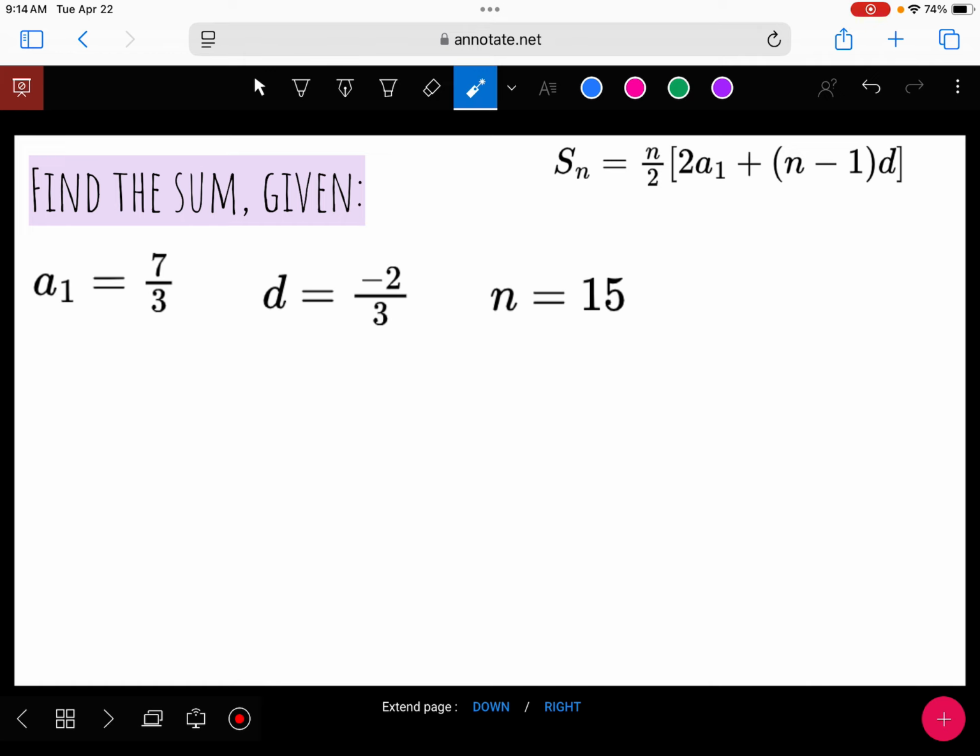So here's another one. It can be fractiony. That's a thing that happens. So our first term is 7/3. Our common difference is -2/3. And we're doing 15 terms.